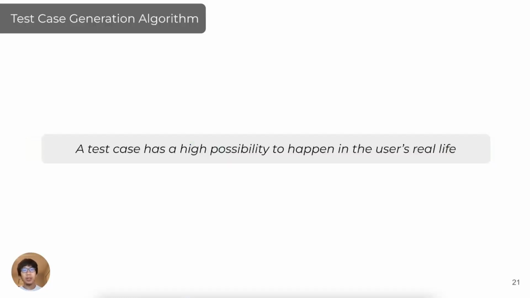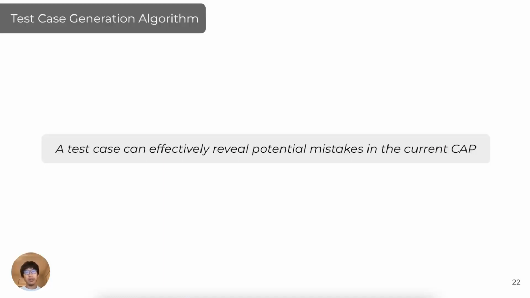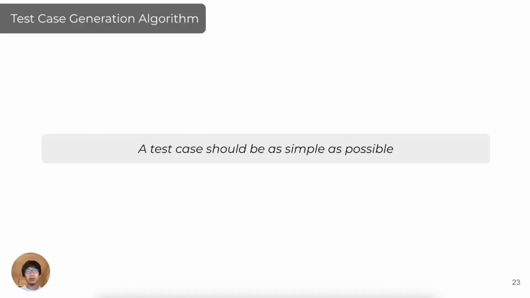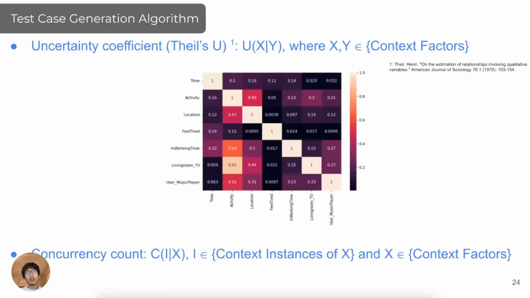As we mentioned at the beginning, CAP validation is highly personalized. In order to effectively validate a CAP, we identify 3 main strategies to generate high-quality test cases. A test case should have high possibility to happen in the user's real life. A test case should help the user identify potential mistakes of the current CAP. And the test case should be as simple as possible to reduce the user's mental load. To address these 3 goals, we propose to calculate 2 values from the user's context history to support test case generation. First, the uncertainty coefficient.